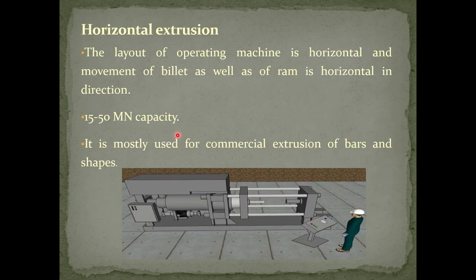Next is horizontal extrusion. Horizontal extrusion and vertical extrusion, ये जो हमारा machine है उनके orientation पे depend करता है. The layout of the operating machine is horizontal, and the movement of the billet as well as the ram is horizontal in direction. The capacity of horizontal extrusion is 15 to 50 MN. हॉरिजॉन्टल एक्सट्रूजन की capacity vertical extrusion से ज़्यादा होती है. It is mostly used for commercial extrusion of bars and shapes.